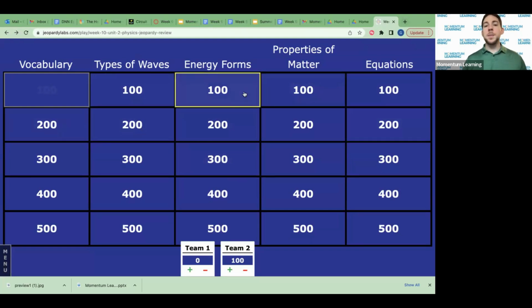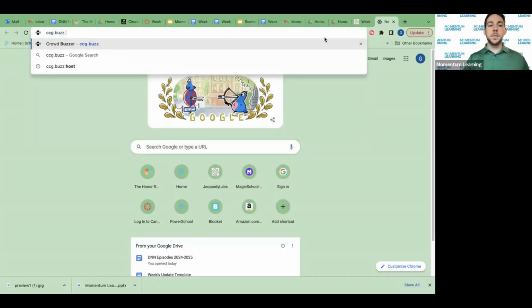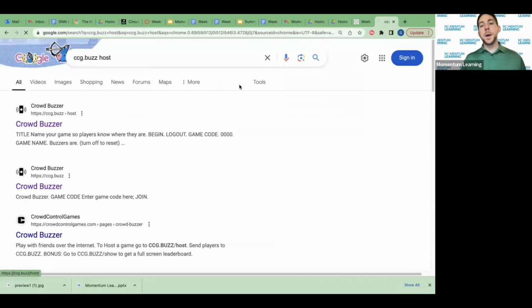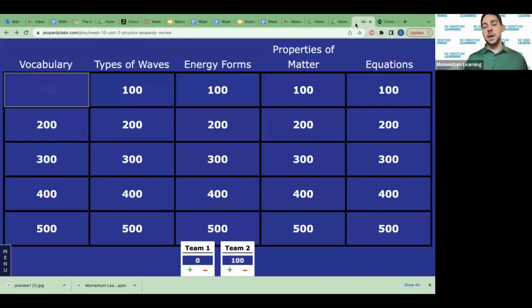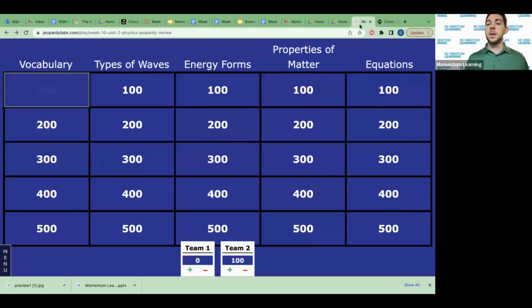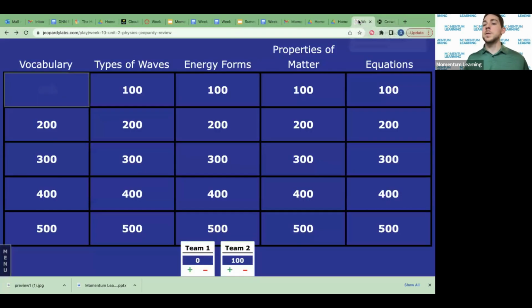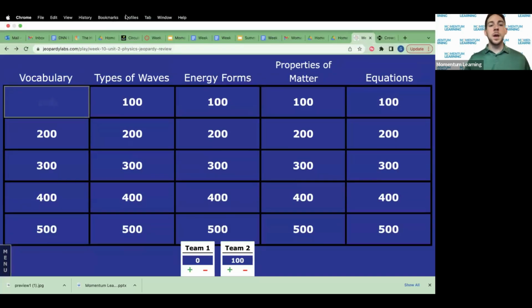What's really fun about this is there is another resource I use called CCG Buzz, which is a virtual buzzer, right? Just like a game show, students can buzz in to answer a question, and I can see who buzzed in first, right? The cool thing about this is it works on just about any device. You could take a cell phone, laptop, or iPad and turn it into a virtual buzzer. All right.